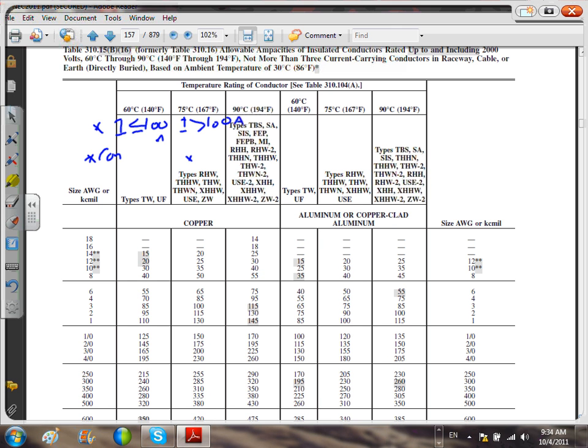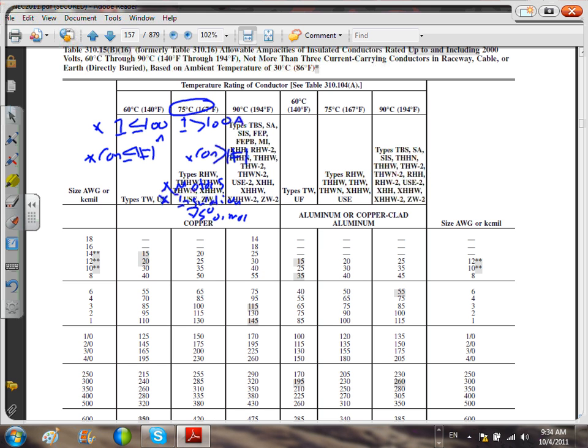Conductor is less than or equal to number 1. You got that one? This is conductor more than number 1. You default to this. And right here also motors, and also insulation. You have to have the insulation. Insulation is 75 degree or more.